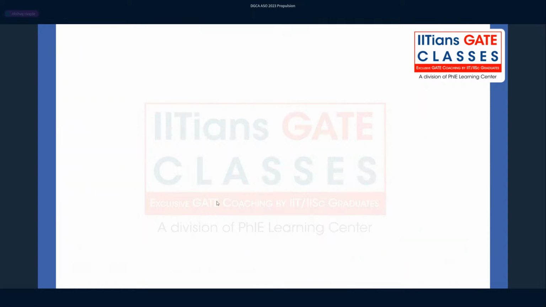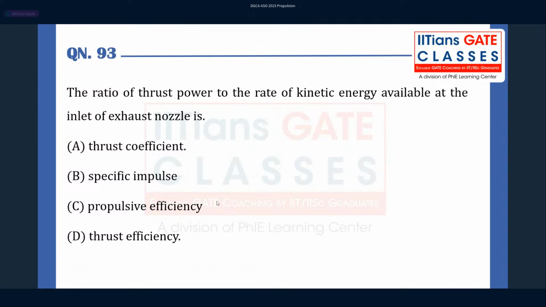Okay. So the next problem we have here is this multiple choice question. The ratio of thrust power to the rate of kinetic energy available at the inlet of the exhaust nozzle is. Okay. This is again a straightforward problem. They are giving a definition of some sort of variable.